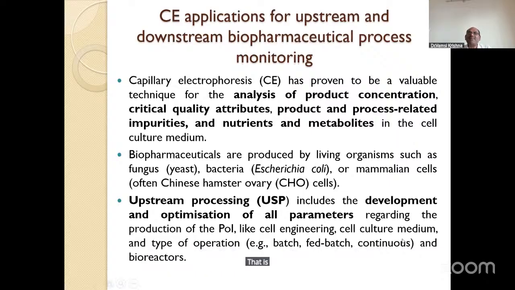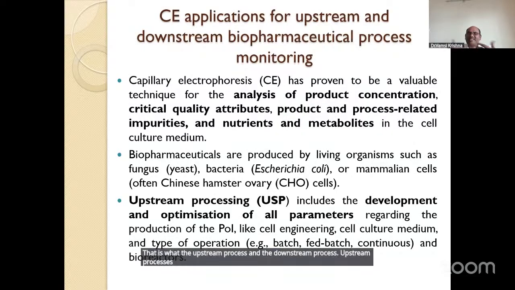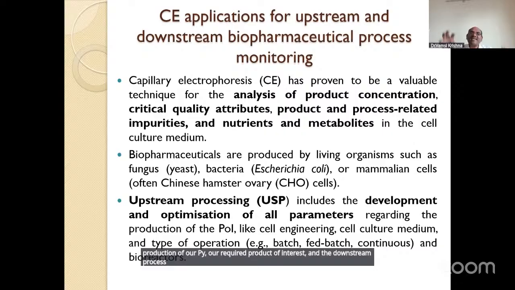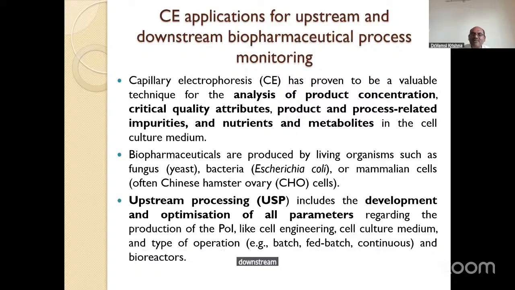That is what the upstream process and the downstream process are. The upstream process is the production process, the production of our POI, our required product of interest, and the downstream process means purification of a produced biopharmaceutical. The development of a stable formulation is also a downstream process. We call these USP and DSP. Next slide, please.